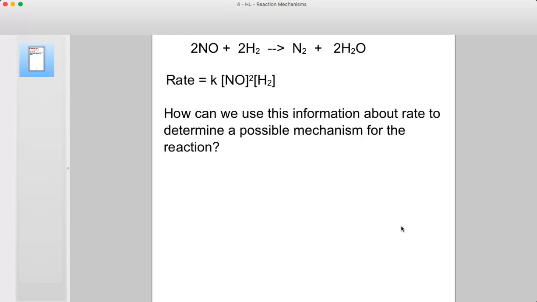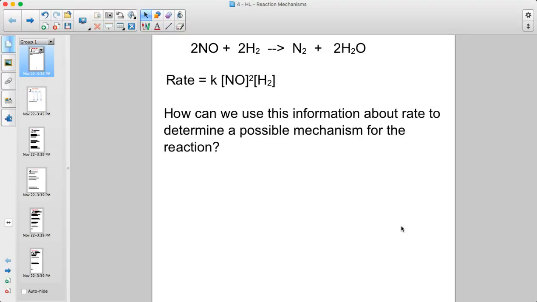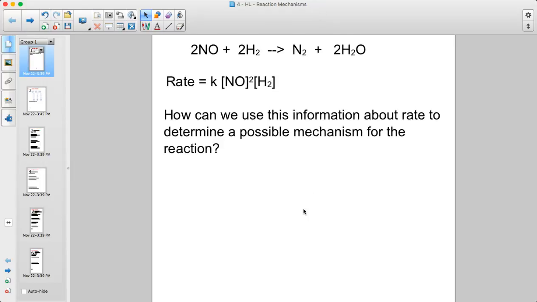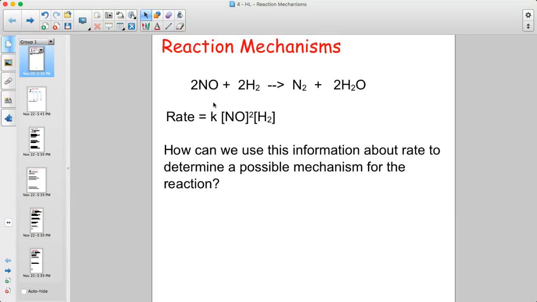Now, as far as I can tell, you don't actually have to suggest your own reaction mechanisms, but you do have to be able to evaluate reaction mechanisms to see whether or not they match with the rate equation. It's actually easier than it sounds, and let's just review a couple of the key ideas behind them, and then we'll give them a try.